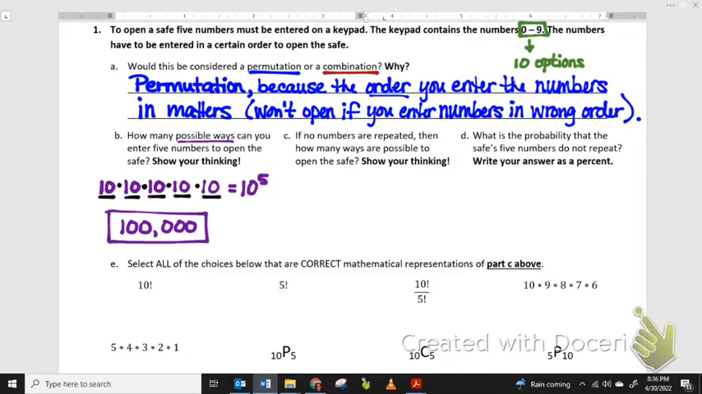And here's a useful hint. Whenever we are multiplying 10 by itself over and over, however many times you multiply by 10, that's how many zeros you're going to have. So since we multiplied by 10 5 times, we have 5 zeros here.